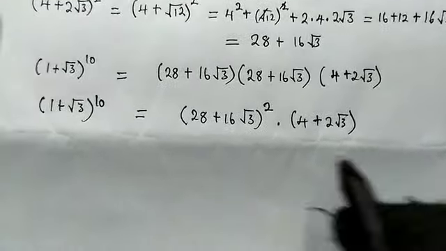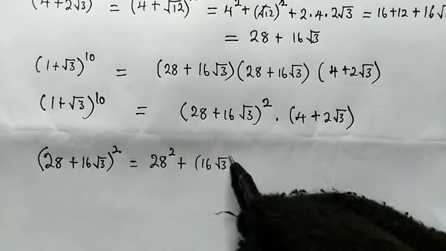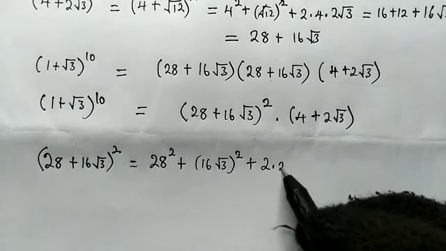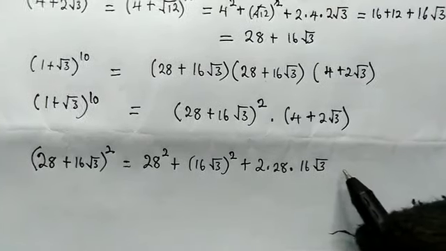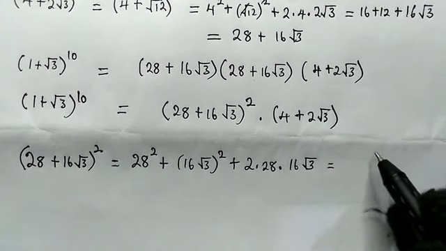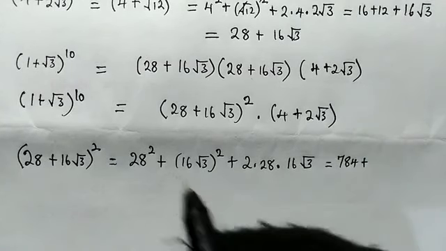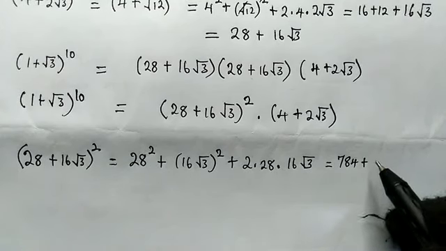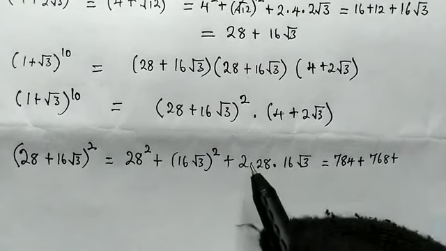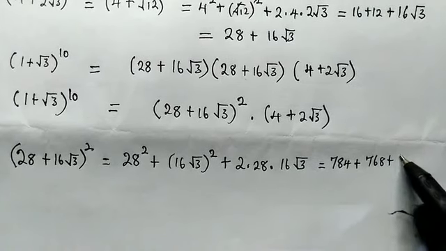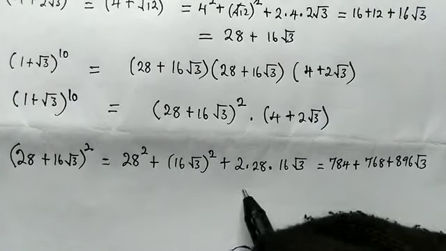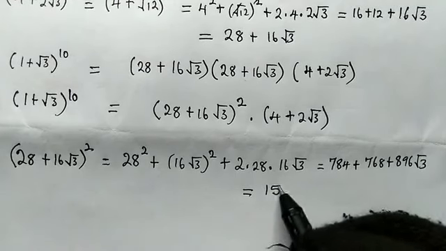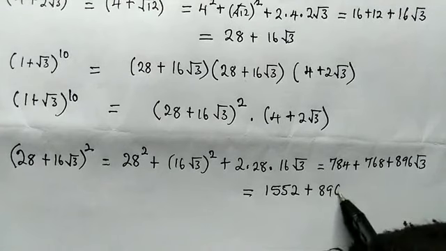So here we have 28 plus 16 root of 3 squared. So this will be equal to 28 squared plus 16 root of 3 squared plus 2 times 28 times 16 root of 3. So this will be equal to, here, 28 squared, that will give us 784, plus, here, 16 squared first is 256, then root 3 squared is 3, so 3 times 256, that will give us 768, then plus, so here, 2 times 28 times 16 will give us 896, so we have 896, then we have root 3, and simplifying, we get this plus this will give us 1552, then plus 896 root 3.